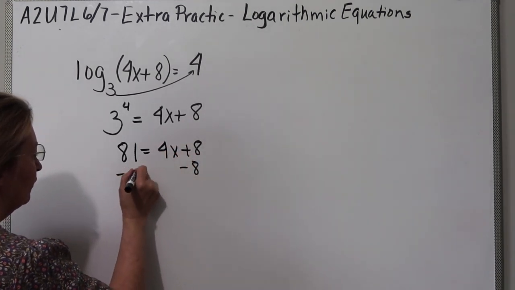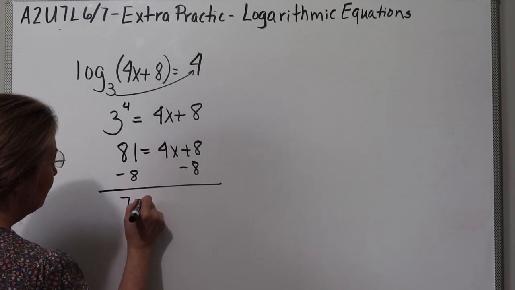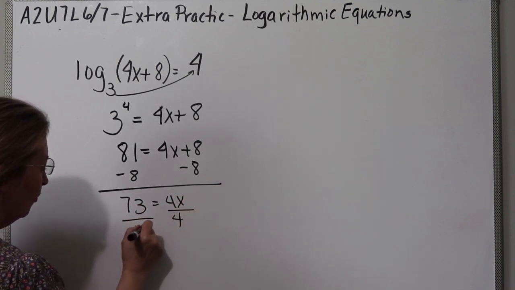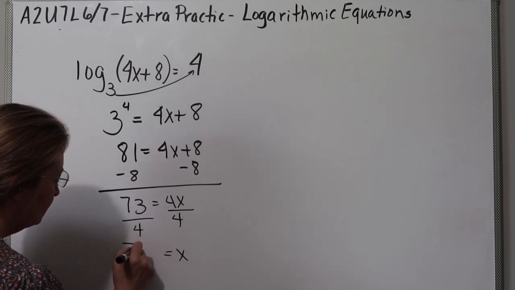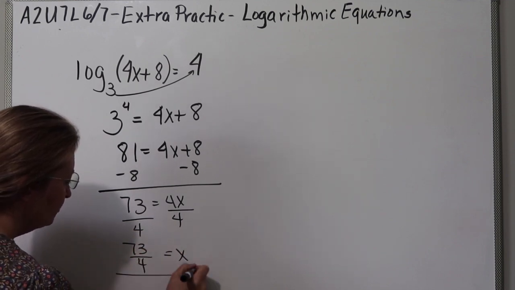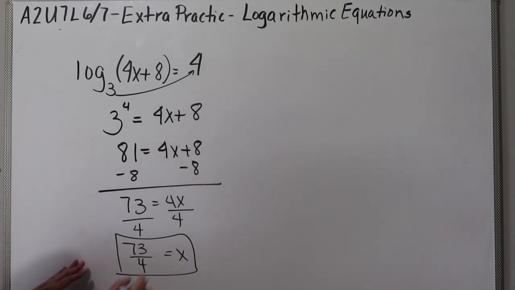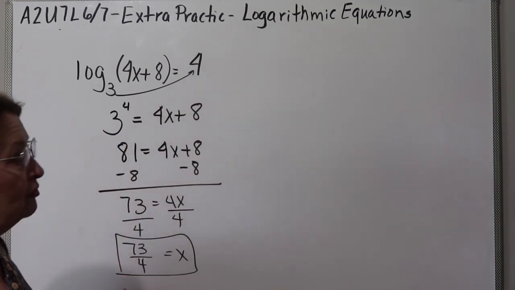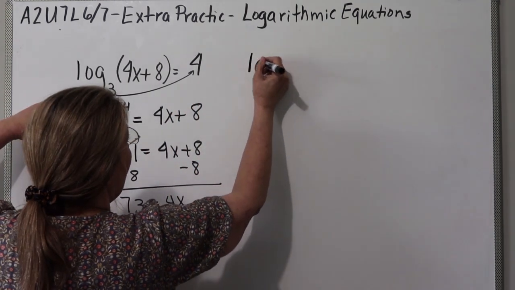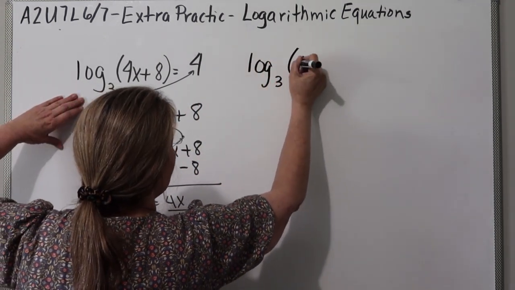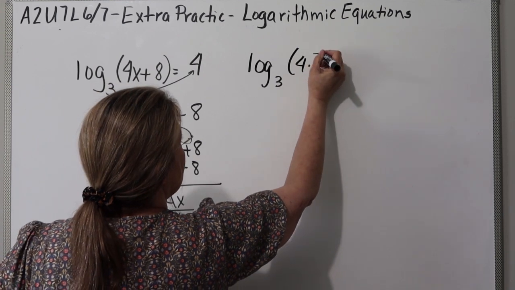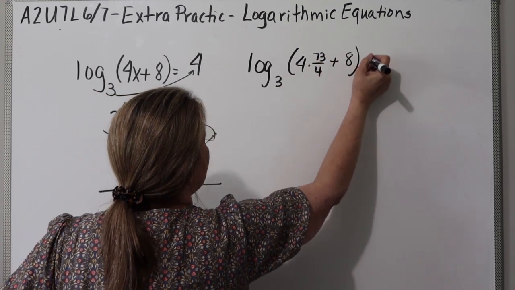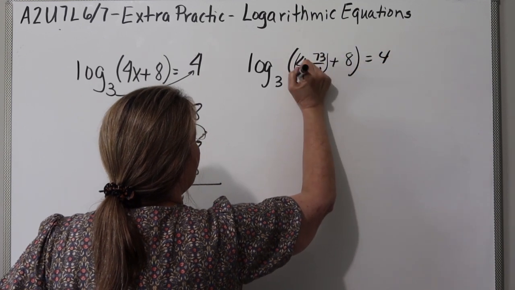Subtract 8 from each side. Now I have 73 is equal to 4x. Divide both sides by 4, and I get x is equal to 73 over 4, which looks real nice. Now, we need to take it back up here and fill it in to make sure that we didn't find an extraneous root. So I'm going to come up here with log base 3 of 4 times 73 over 4 plus 8 equals 4.